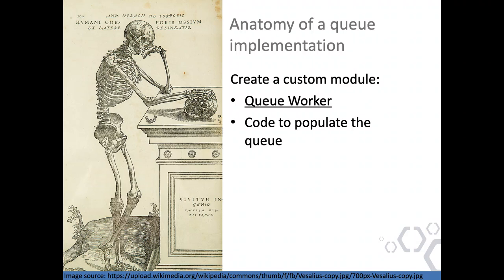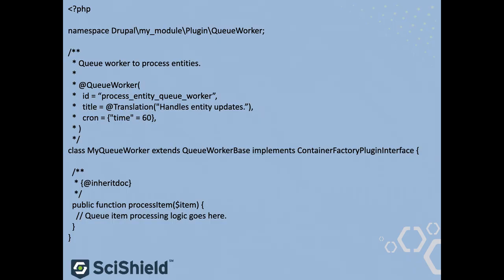I know we're going really fast, but I've got code to show, and I want you guys to see how this stuff works. So any queue implementation, this is what it looks like. You've got a queue worker, and you've got code to populate the queue. What does your queue worker look like? It looks like this. So we start at the top.